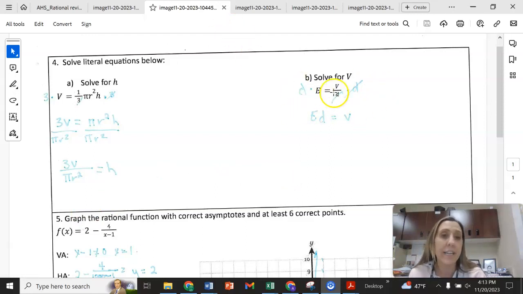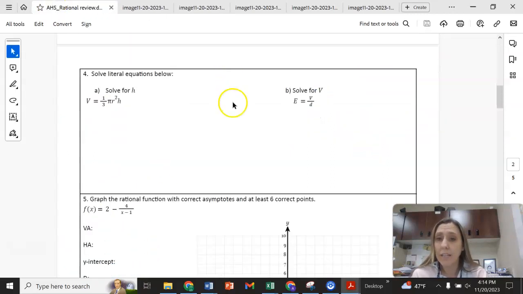The same is true here. If I wanted to solve for v, I needed to get rid of that denominator, so I multiplied both sides by d, and I got e times d, or d times e, however you have it, is equal to v, and then I was done. All right, so now we need to go to this one.